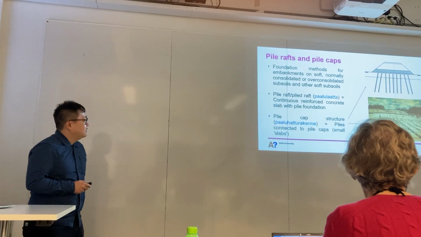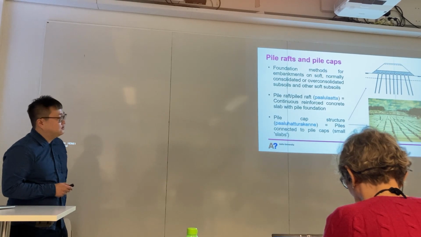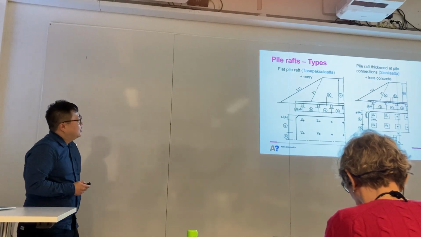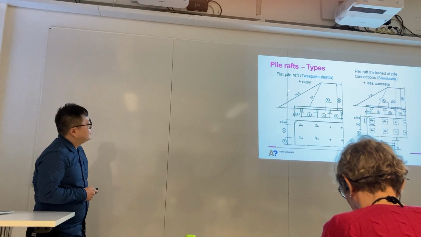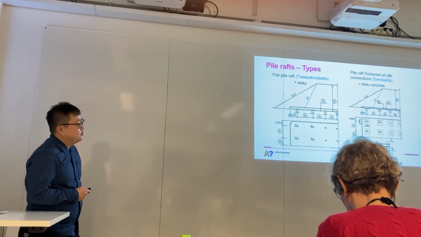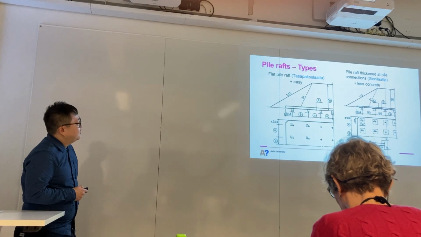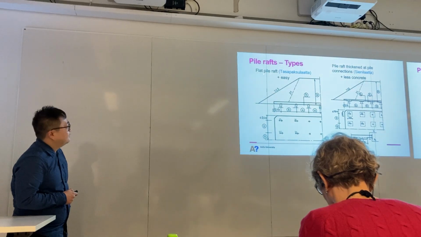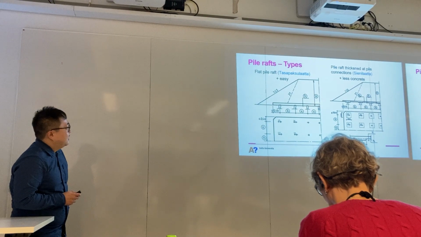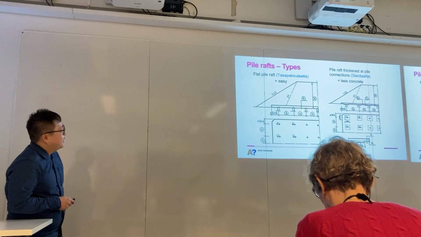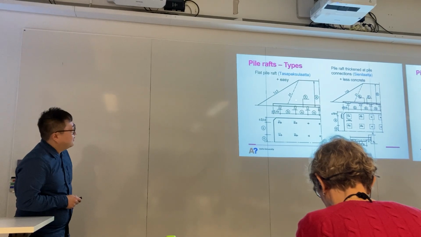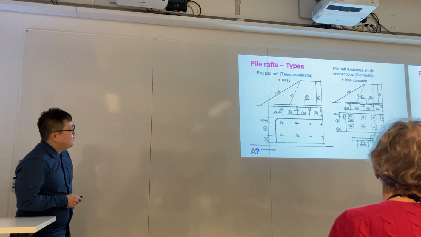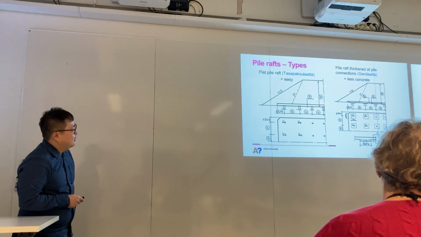Unfortunately, the pile cap structure is not often used in Finland now. The pile raft is now a very commonly used method in Finland. There are two different types of pile rafts. The first one is the flat pile raft, shown in this figure. The top part of the figure is the embankment, from the cross-section view.